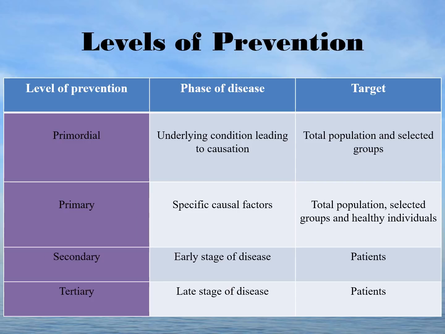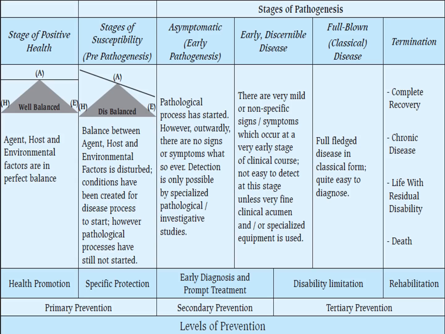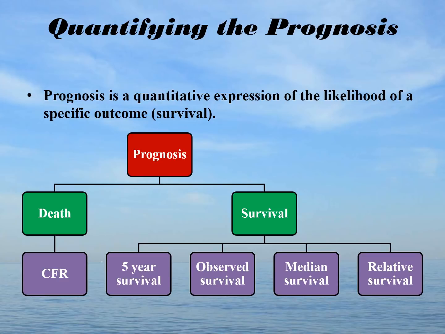This is a summary in tabular form of your levels of prevention: primordial, primary, secondary, and tertiary. Remember your P as prevention, S is for screening, and T is for treatment, and you'll never get lost. So the phase of disease and the target of the disease is tabulated for each level of prevention. This would be a summary of all the slides that we have discussed for this lecture.